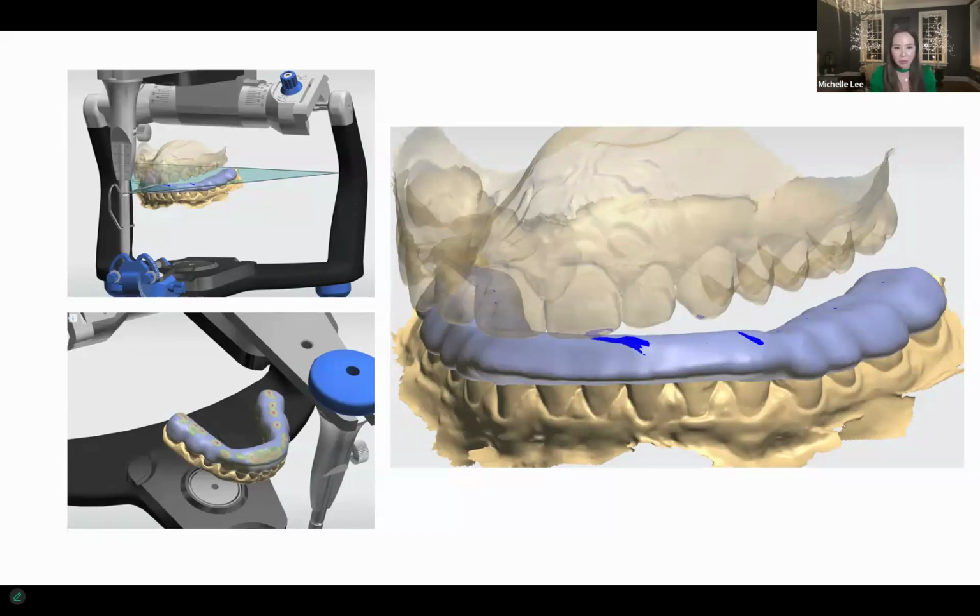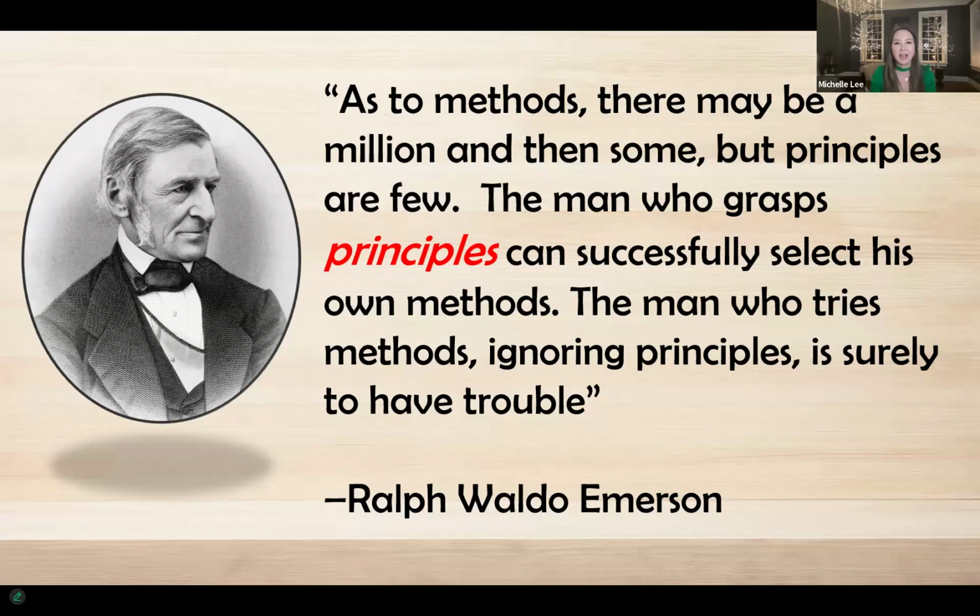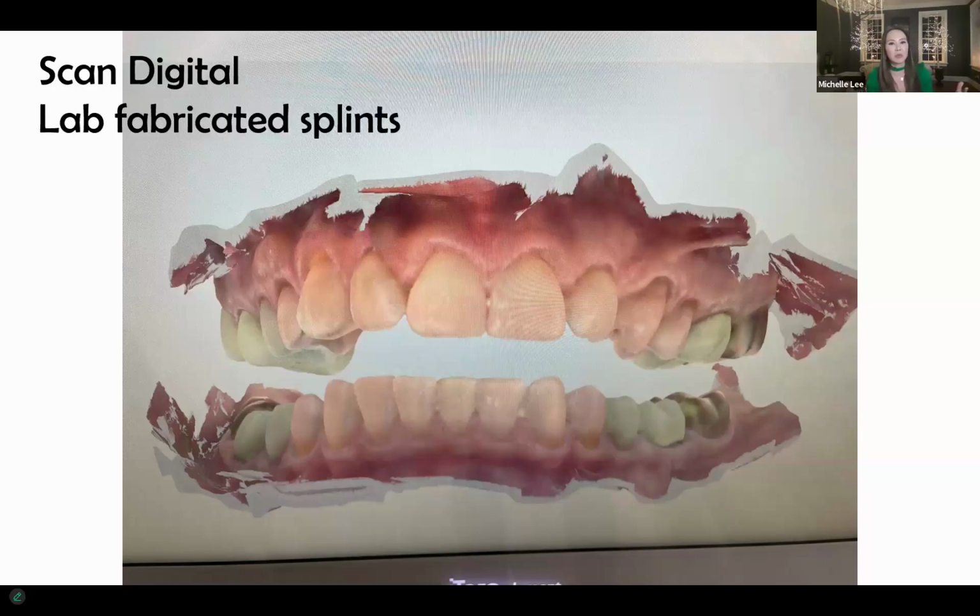But however that process is, I just want to remind everyone, I love this quote. The man who grasps principles can successfully select his methods. The man who tries methods ignoring principles is sure to have trouble. There's so much in our digital dentistry world where we're taking scans, and hopefully we're providing our laboratory and the patients with the information that we need for splint therapy.